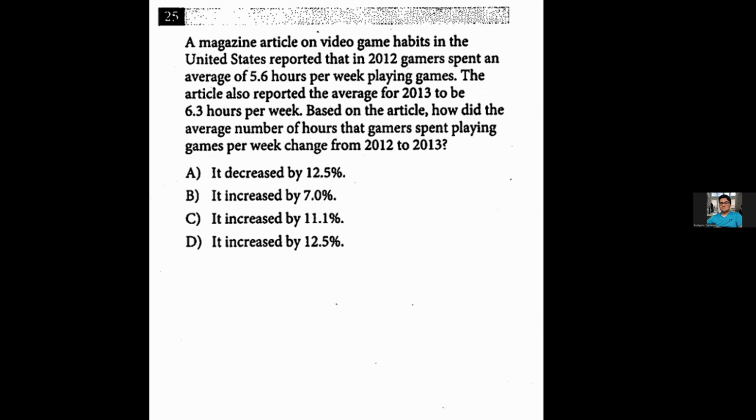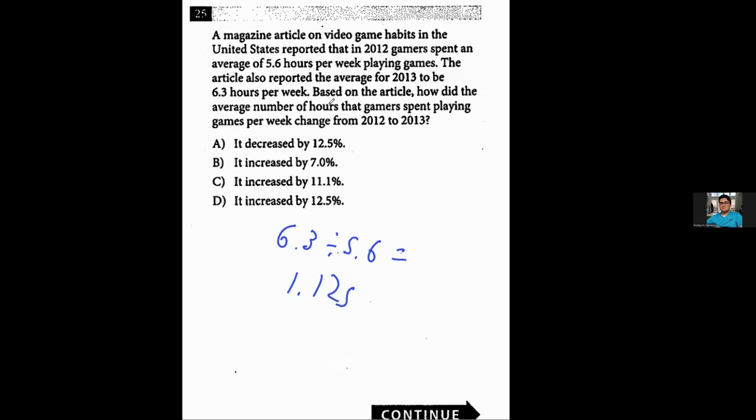Okay, so for question 25, we're asked to find the percent change. How you'd find percent change is that you just do the new number divided by the old number. So we just take 6.3 divided by 5.6, which would get us 1.125.